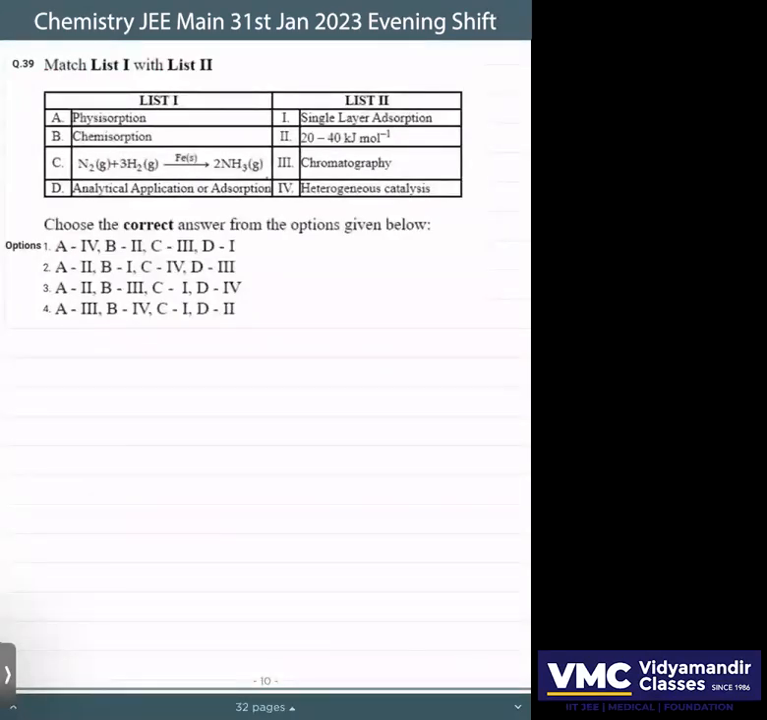Next question, match list first with list 2. A option is physisorption. So yes, for physisorption, energy of adsorption is 20 to 40 kilojoule per mole. A option matches with the second option of list 2. Then is chemisorption. Chemisorption is a single layer adsorption, whereas physisorption is a multi-layer adsorption. So chemisorption is a single layer adsorption. The B option matches with first of list second. N2 gas plus 3H2 gas forming 2NH3 is a heterogeneous catalysis because we have solid phase as well as gaseous phase.